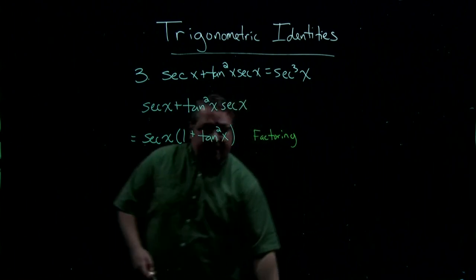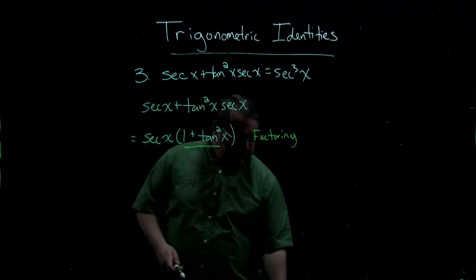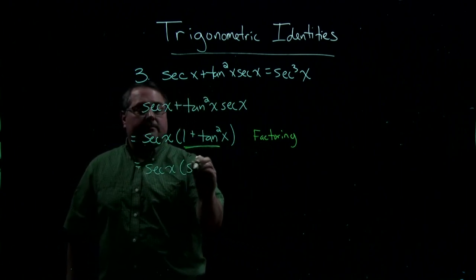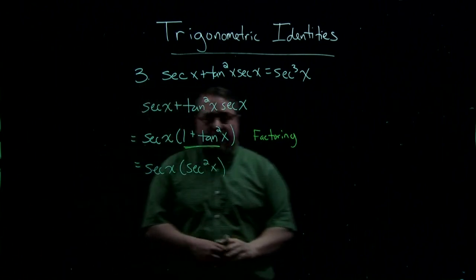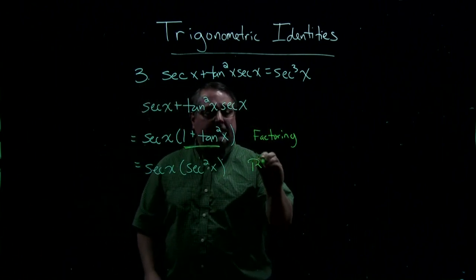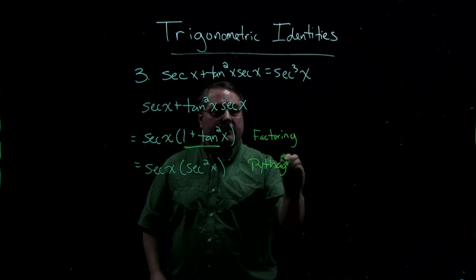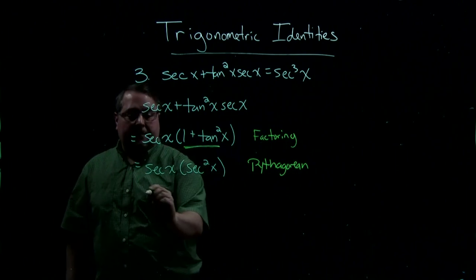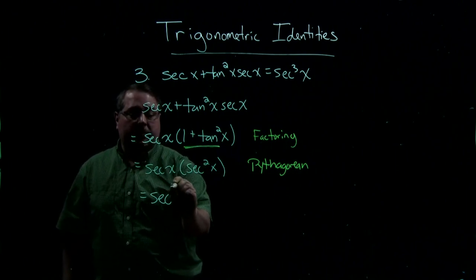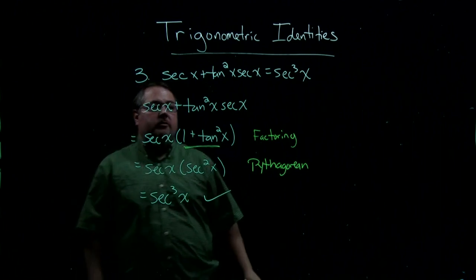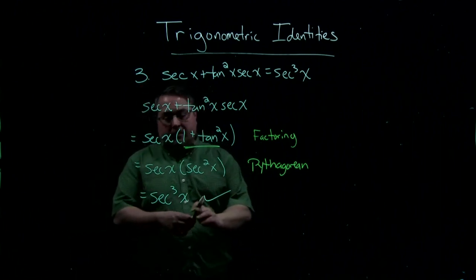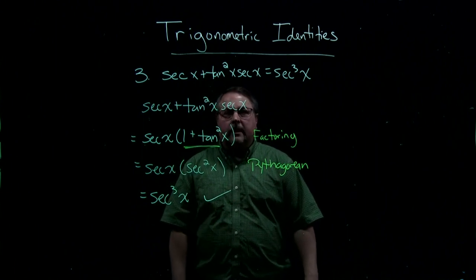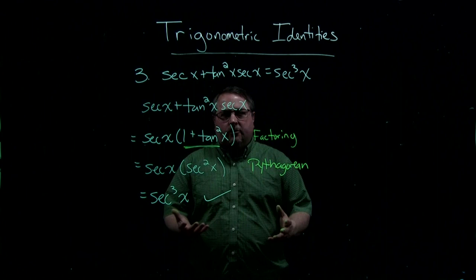Now we have a 1 plus tangent squared x. Now we can use the Pythagorean identity and the fact that 1 plus tangent squared x is secant squared x. And then finally, secant x times secant squared x is secant cubed x. And that's exactly what we set out to prove. We wanted to prove that the left-hand side was always equal to the right-hand side, and here we managed to do it. So this is one way we can use factoring.